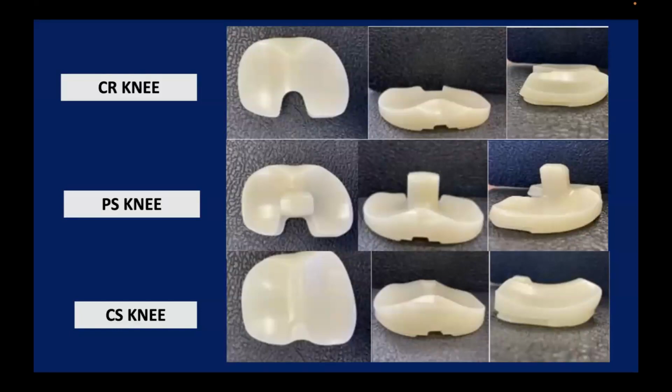So this is a comparison of the inserts of the CR knee, PS knee, and CS knee. The CR knee, as you see, has a flatter insert. The PS knee is more constrained. There is a cam and post. The CS knee has a high anterior lip and a posterior lip, which function like the ACL and PCL.